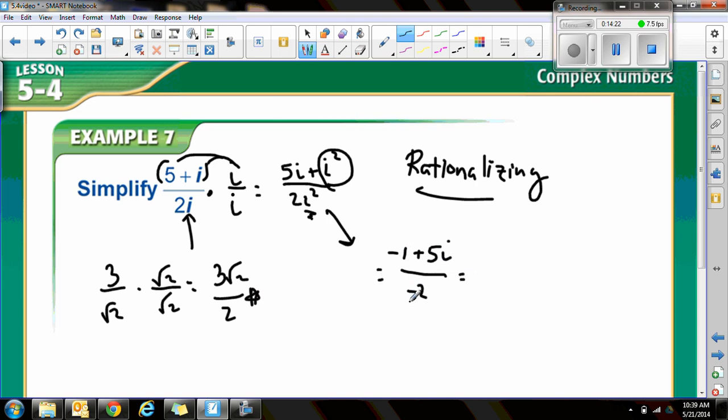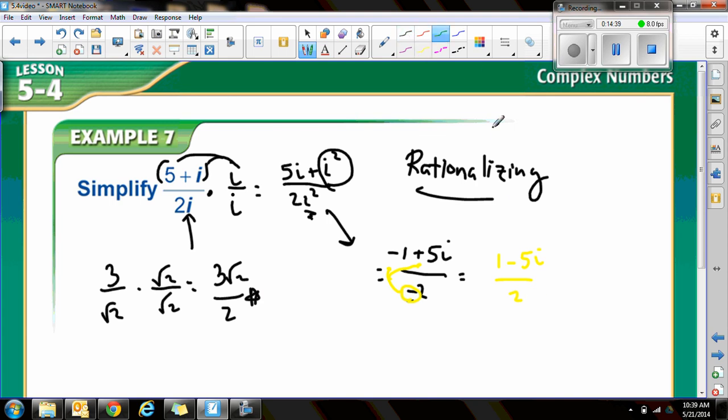So I'm going to take this negative, this one that's right here, and I'm actually going to bring it to the top and I'm going to distribute it. So this is going to become 1 minus 5i over 2.